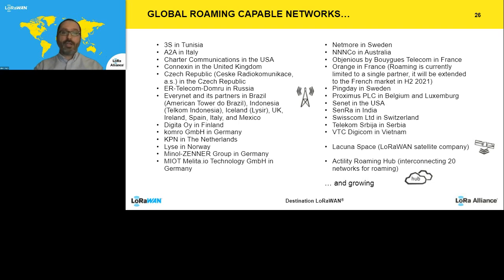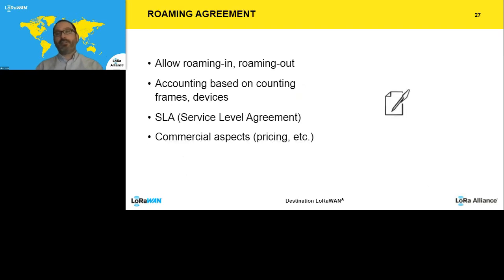And once you identify a partner, you need to have an agreement. Roaming is a mutual relationship. With your partner, you need to agree whether each one of you would be allowing roaming in devices or roaming out devices. So you can have bidirectional roaming or unidirectional roaming. It's all part of your business case and your needs. And then the roaming partners will also need to agree on whether the accounting will be based on counting frames or counting devices, and the service level agreement, and then the commercial aspects like pricing, which are all taken care of among the roaming partners in bilateral ways.